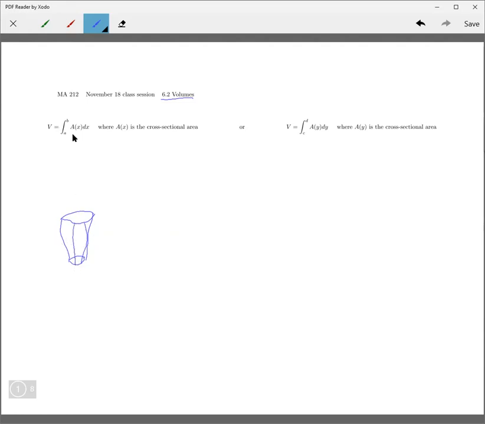So the idea is, well, wait a minute. I should have done that one over here. Oops. Let me draw something different here. Okay, so the idea here is you've got a solid like this.